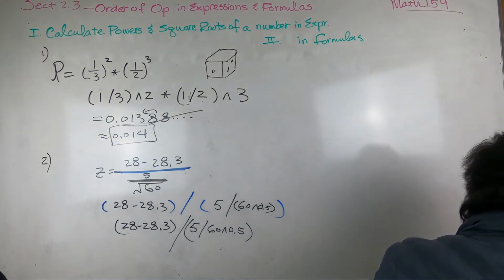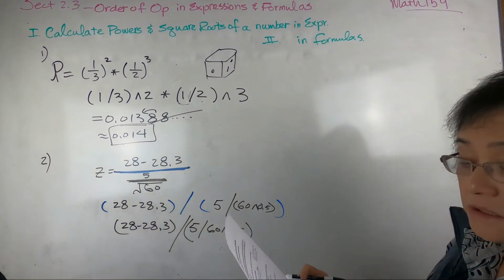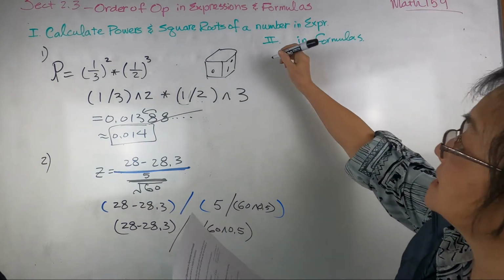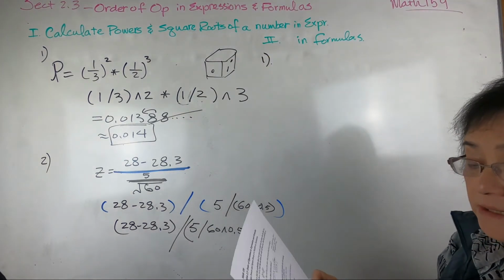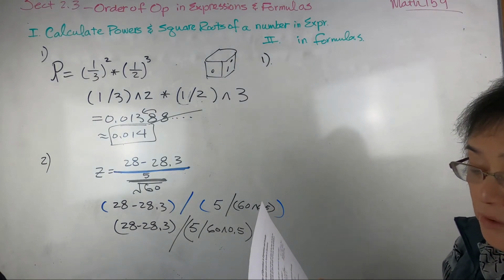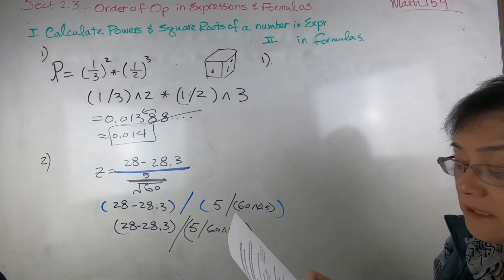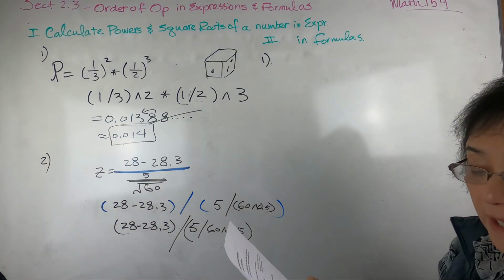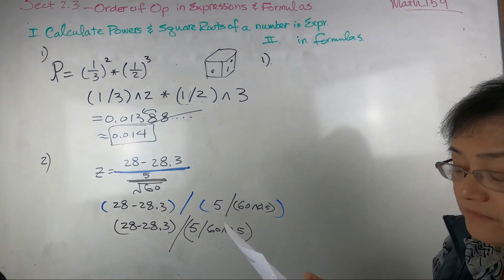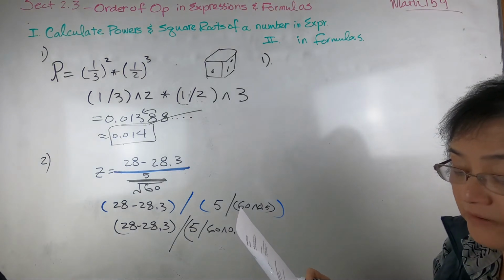Okay, see how we are going to plug in and use the order of operations. Look at the next example. It says the sample standard deviation asks us to add up the squared deviations, take the square root, and divide it by 1 less than the sample size.